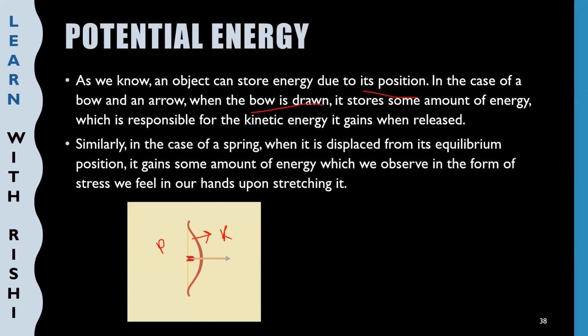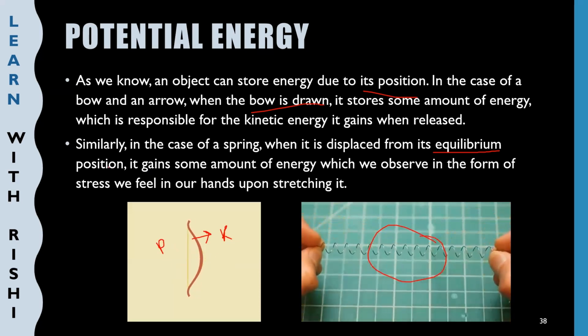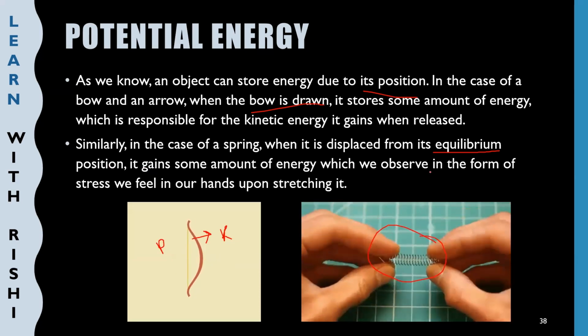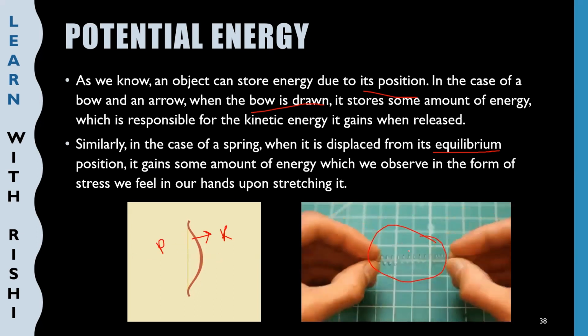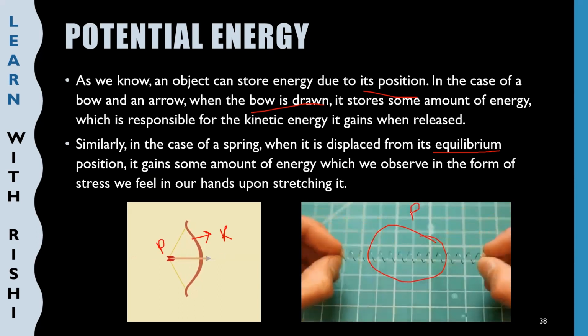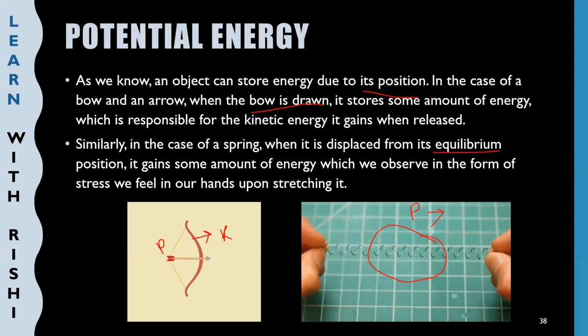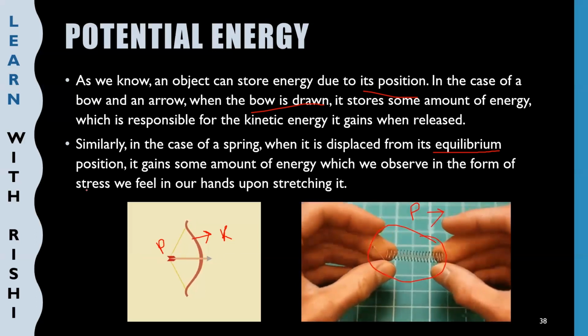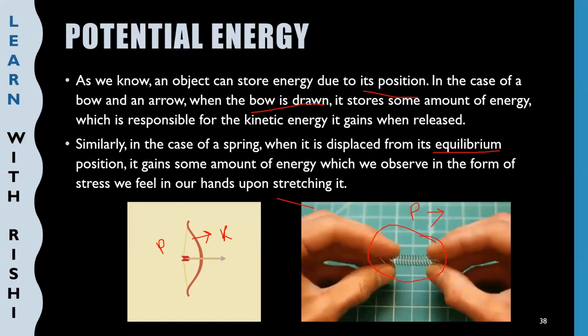One more example. In the case of a spring, it is displaced from its equilibrium position, so this is its equilibrium position. It gains some amount of energy, which we observe in the form of stress we feel in our hands upon stretching it. When we stretch it, that potential energy is converted into another form of energy that we feel in our hands. So these are some examples of potential energy.